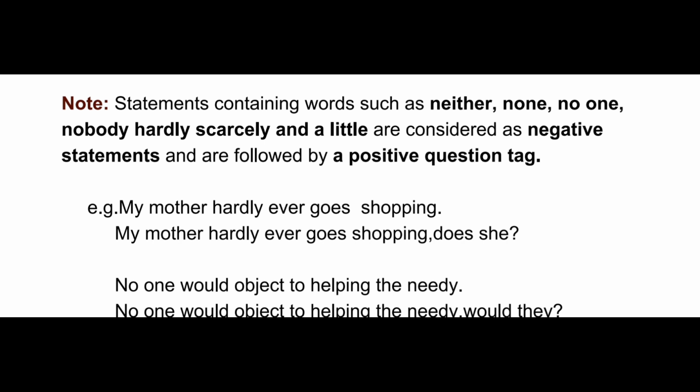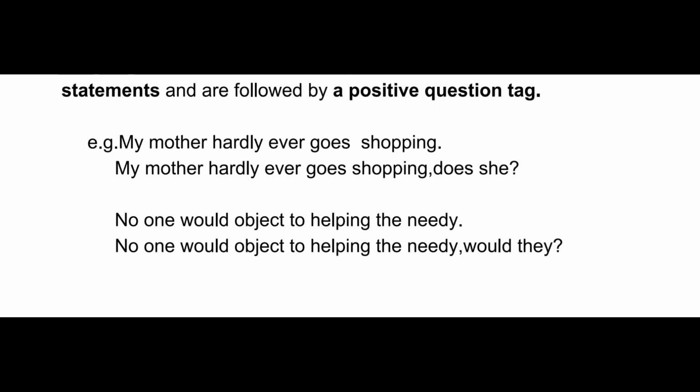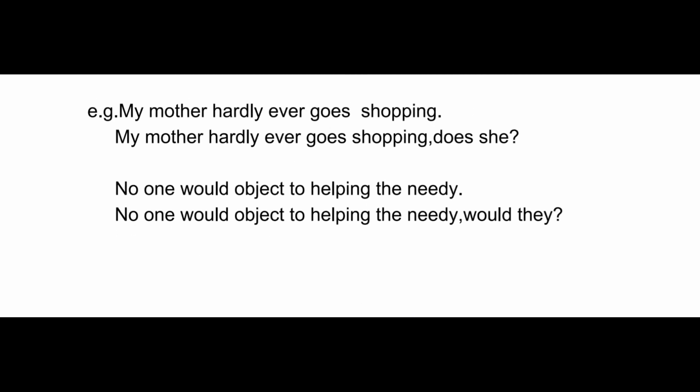And the next example, no one would object to helping the needy. Now no one is there, so you will say no is there, so it is a negative sentence, and the question tag will be positive. Would they? So here we have completed all the rules of question tags. Those 4 steps which we have learned are very important. Keep them in mind and you can solve any kind of question tag.